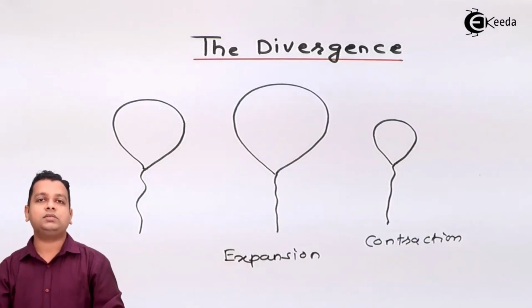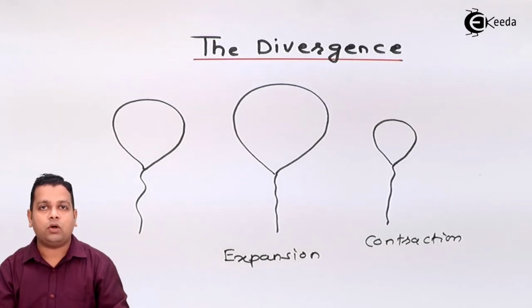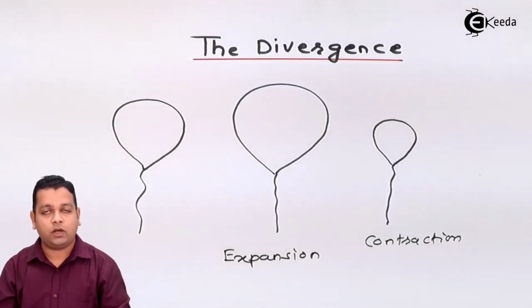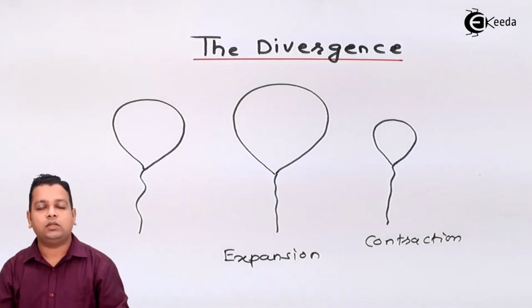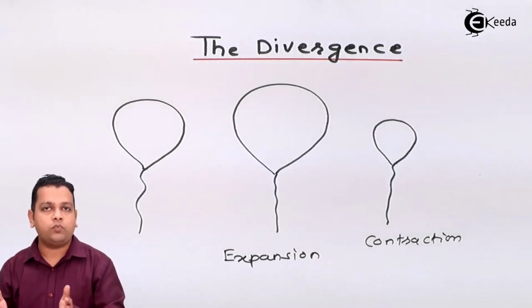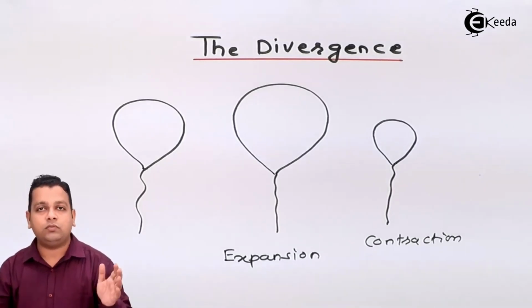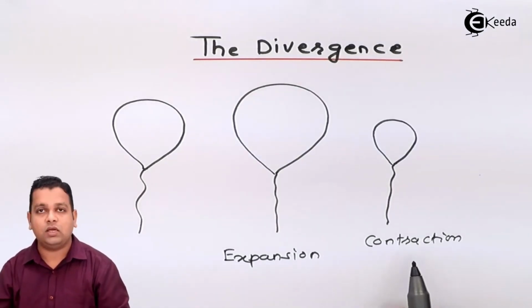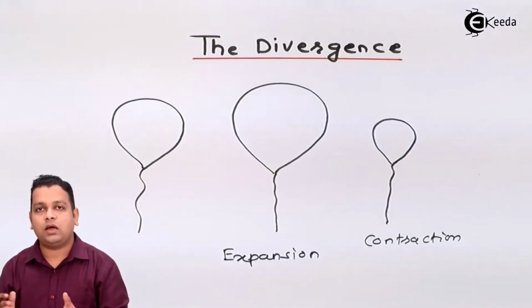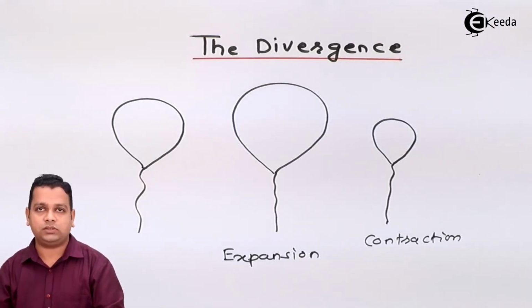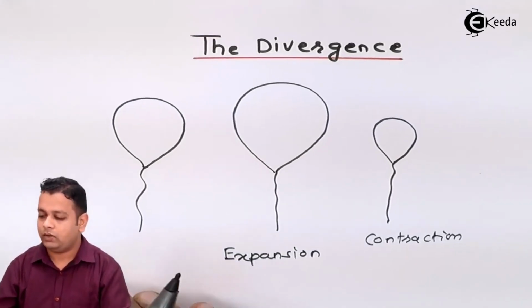Here the divergence is the vector operation which is affecting the net volume. Because of this divergence operation, if the volume increases, the output is positive, we say positive divergence, and if the volume is decreased, that is contraction, we say it is negative divergence. So now let us have the representation of divergence and further talk about the divergence theorem.